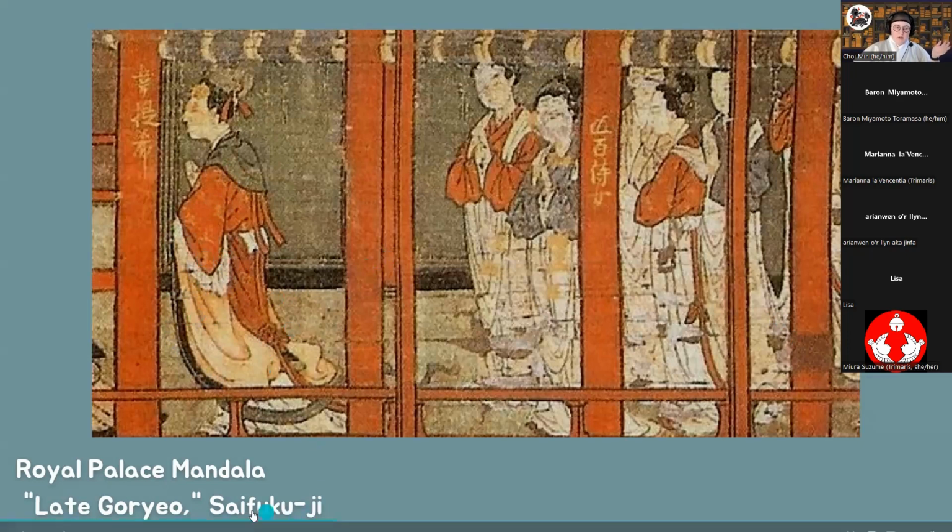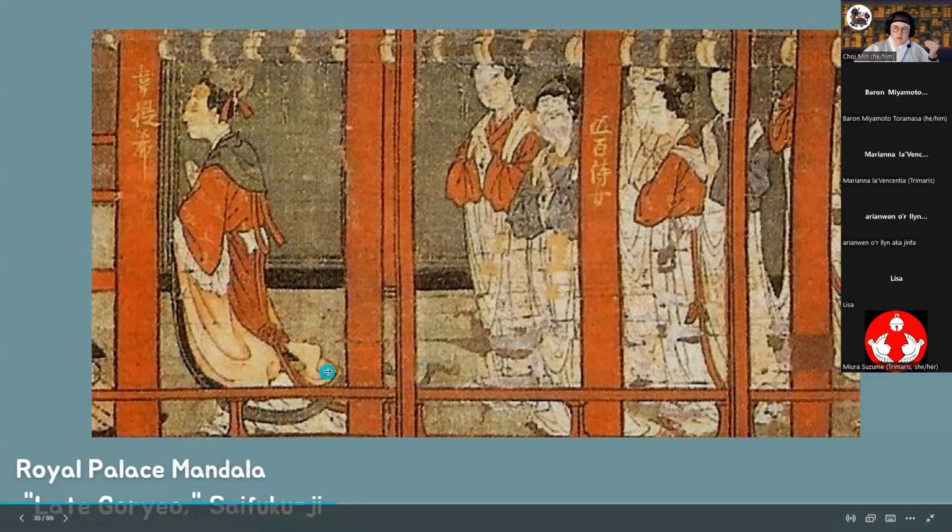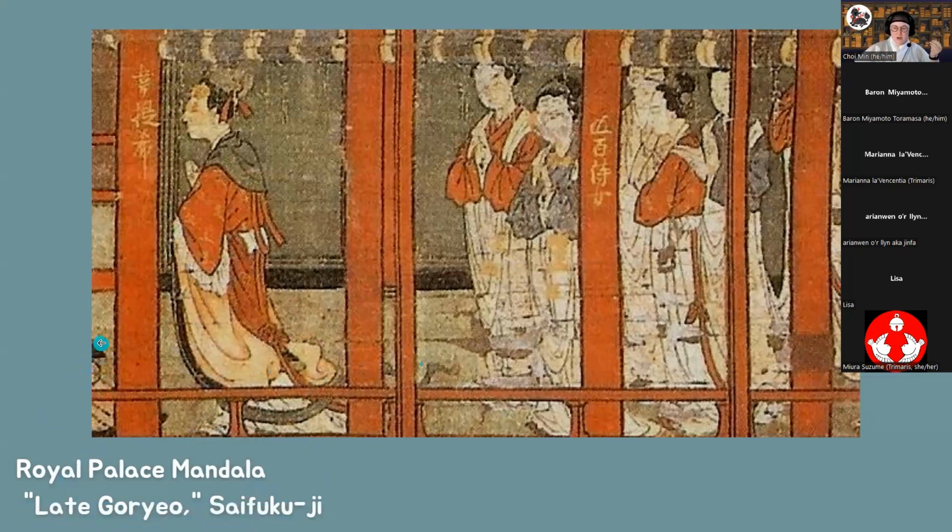And again, this is in Saifukuji, which is a Japanese temple, and they don't have an online collection. But all we know is there's a late Goryeo mandala called the Royal Palace Mandala in a Japanese temple, and this is one of the few pictures there is of it. And I believe I pulled this particular one from Wiki.